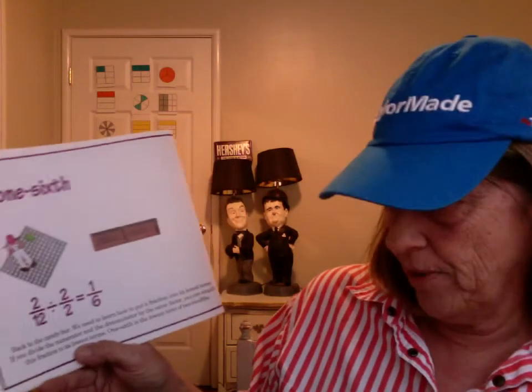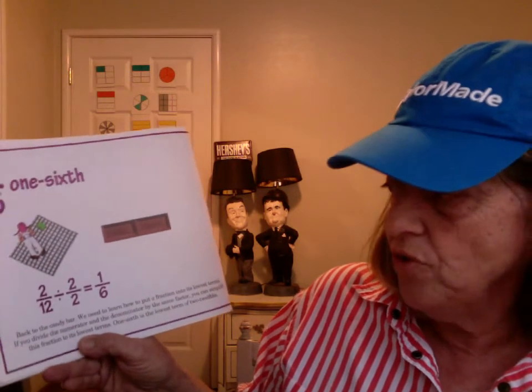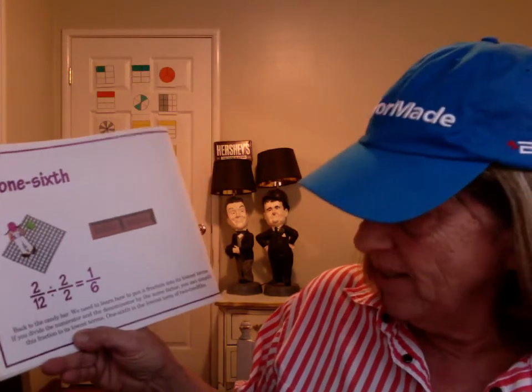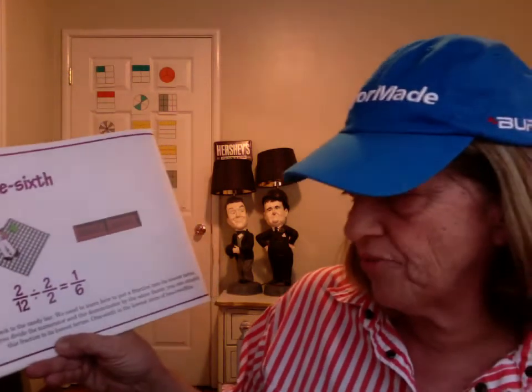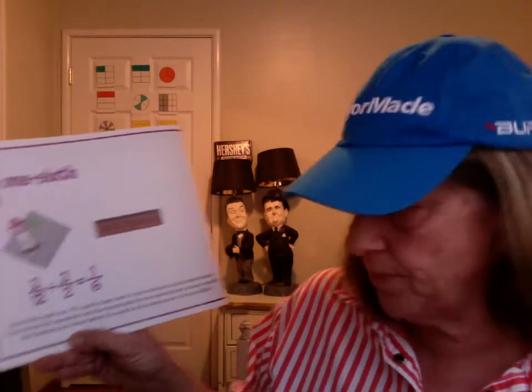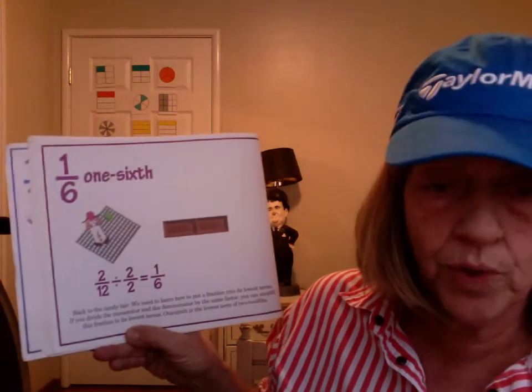Back to the candy bar. We need to learn how to put a fraction into its lowest terms. If you divide the numerator and the denominator by the same factor, you can simplify this fraction to its lowest terms. 1/6 is the lowest term of 2/12.